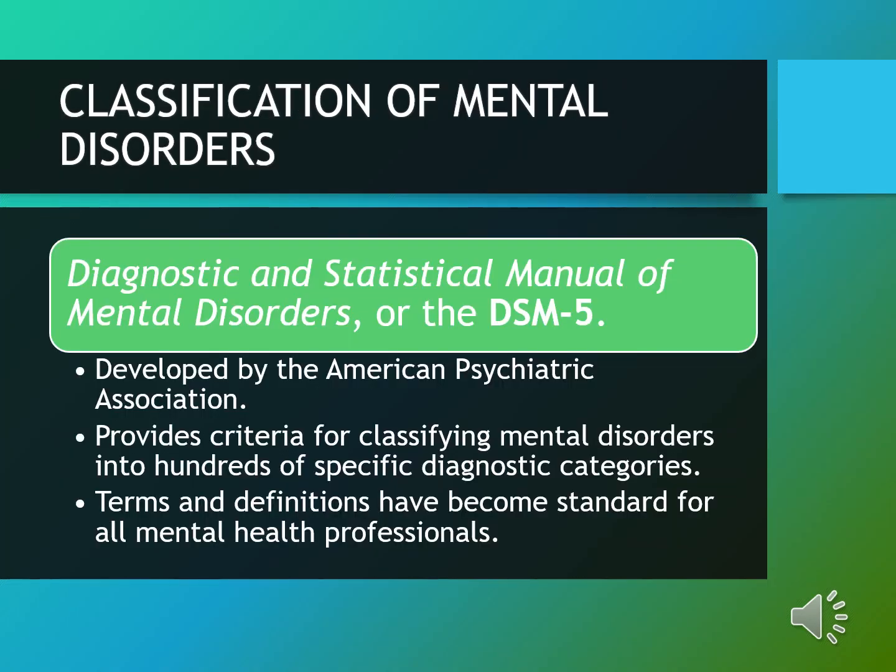In 2013, the American Psychiatric Association published the fifth edition of its Diagnostic and Statistical Manual of Mental Disorders, referred to as the DSM-5. This manual provides criteria for classifying mental disorders into hundreds of specific diagnostic categories.